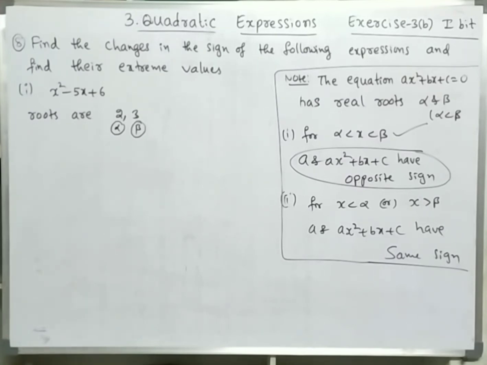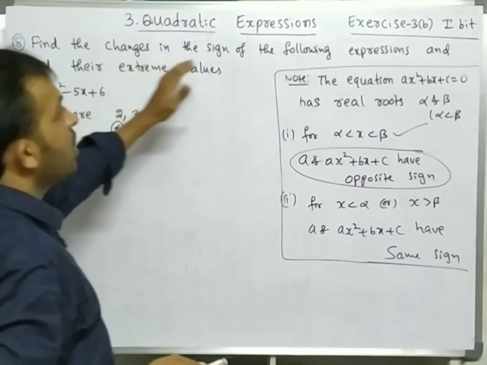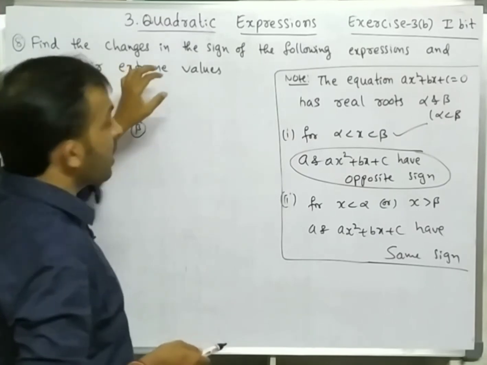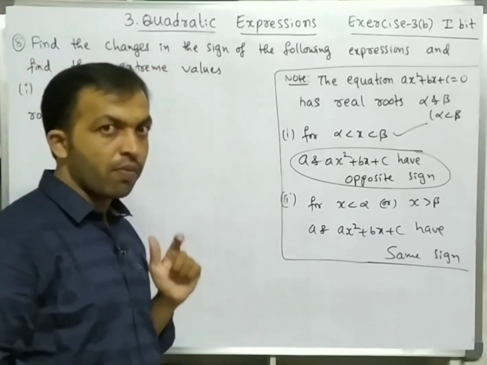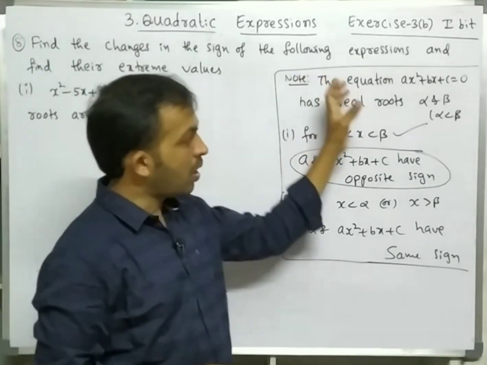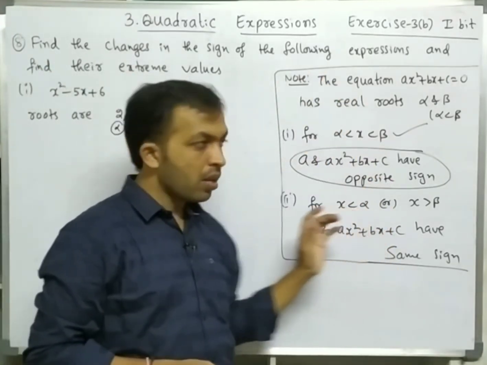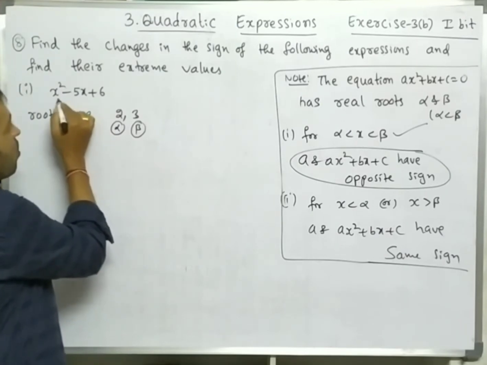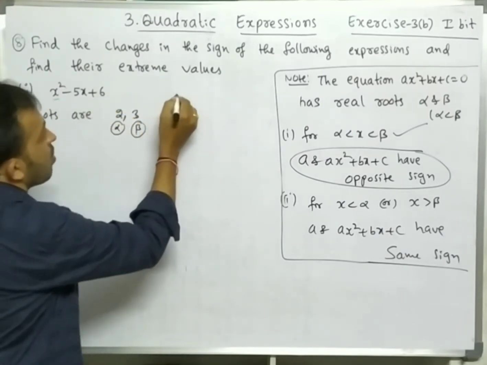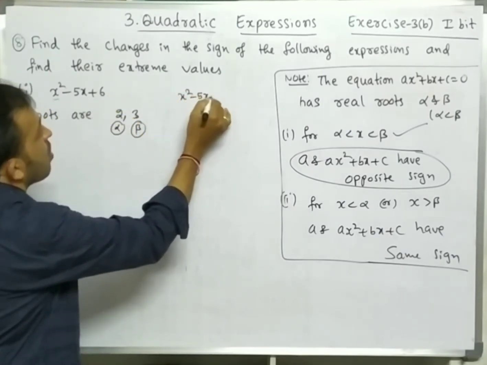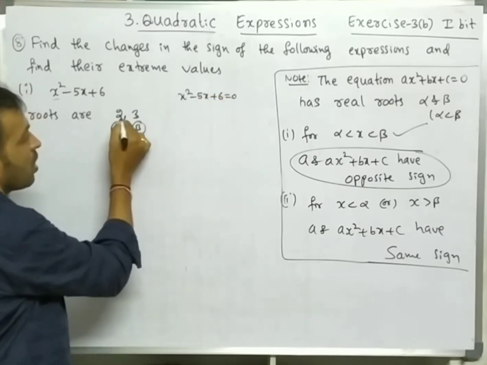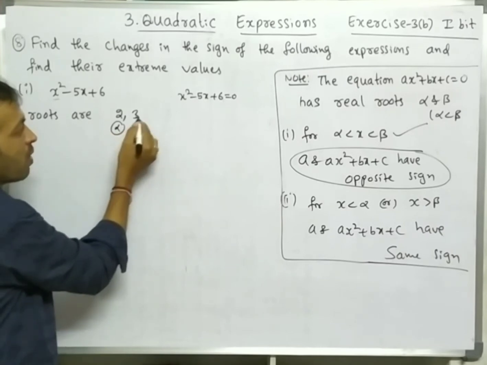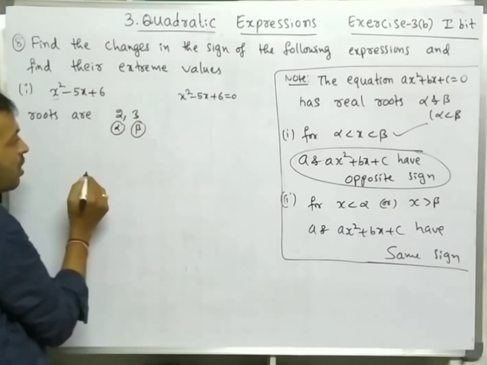Next problem, find the changes in the sign of the following expressions and find their extreme values. Extreme means maximum or minimum values where it exists. So same property. Now this is the quadratic expression. Equate it to 0, then you will get 2 comma 3 as roots. The least one is 2, that is alpha, and the greatest one is 3, that is beta.